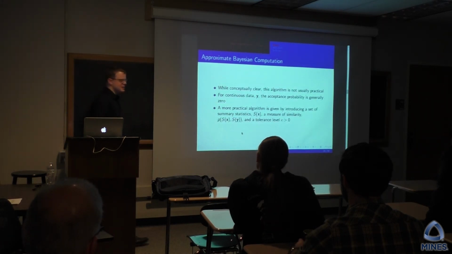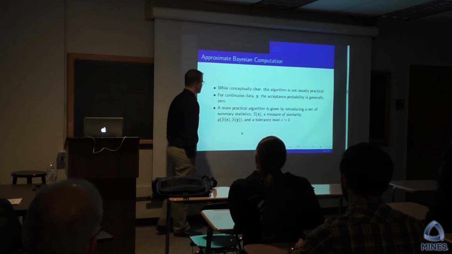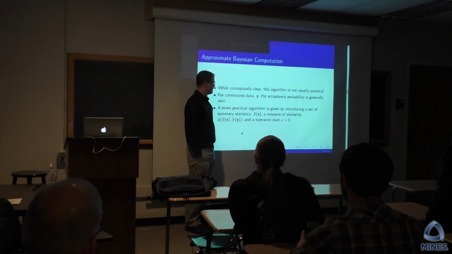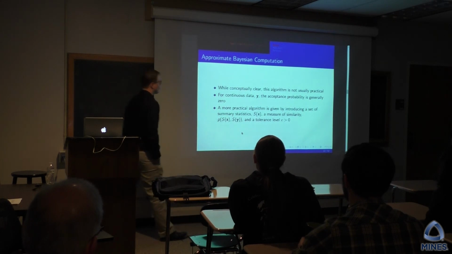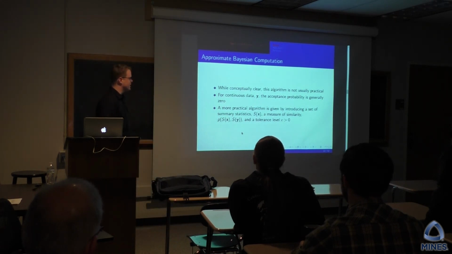Now, that's conceptually very clear and not very practical in most circumstances. For continuous data y, except in sort of degenerate settings, the acceptance probability is going to be 0, so that's not going to be useful to us. A more practical algorithm is given by introducing a set of summary statistics. There has been quite a lot written about these summary statistics, and I'll address some of the ongoing difficulties towards the end of the talk.